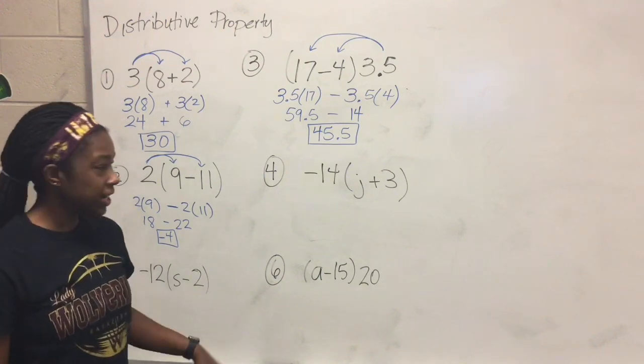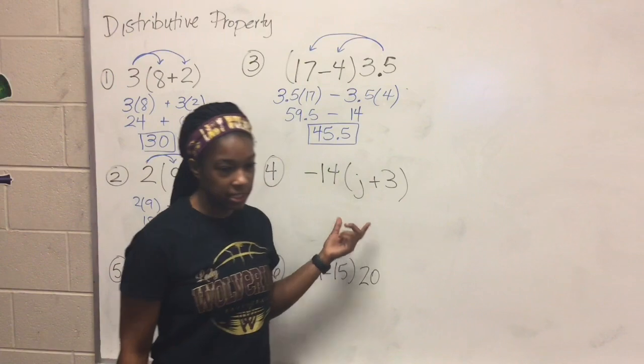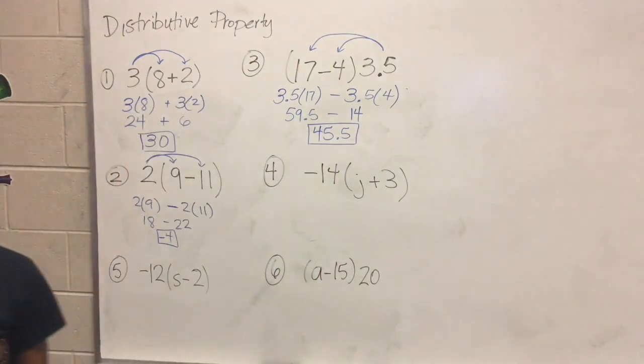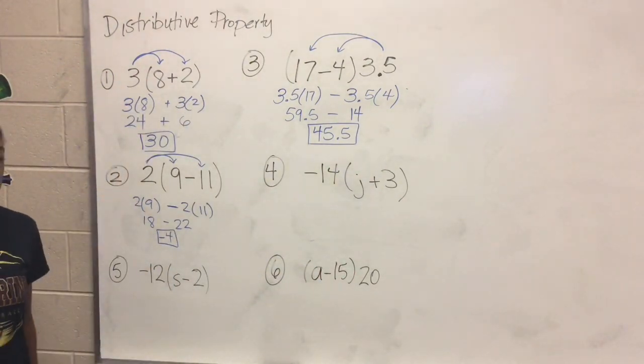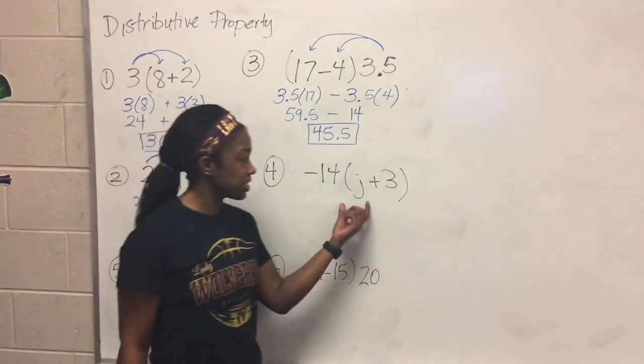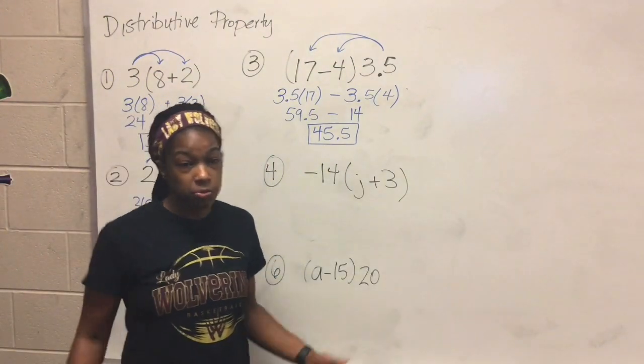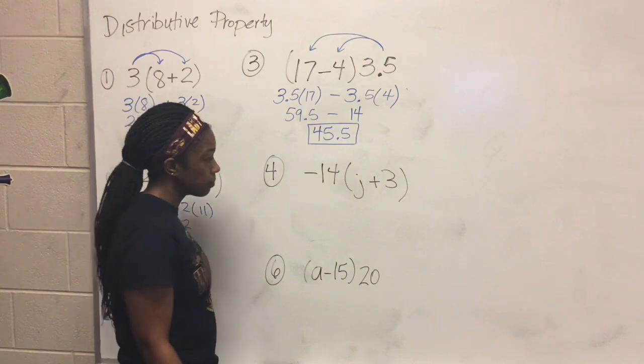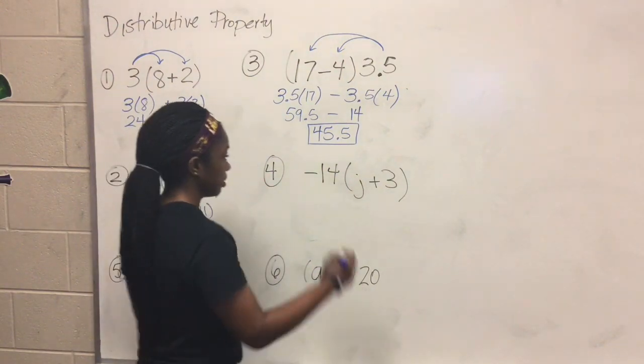Alright, so by now you should have said that a variable is an unknown number. So it's an alphabet that takes place of an unknown number. So we can't just simply add this unknown number plus 3, because we don't know what the unknown number is, right? So we're gonna do our same steps.